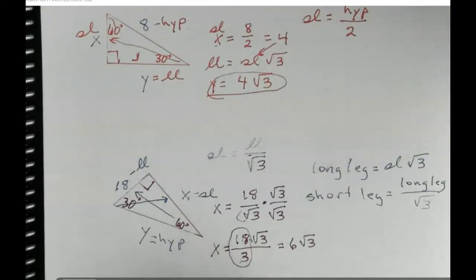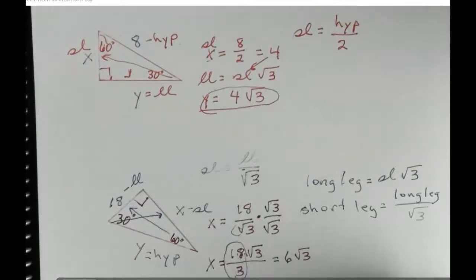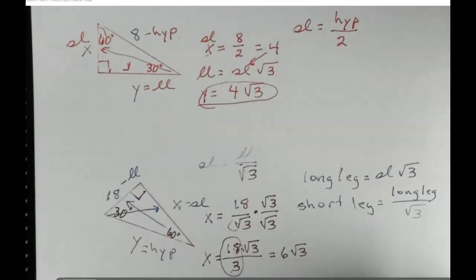Okay, well, good luck. All you have to do is use these 5 formulas, and you will be able to find any of the missing values of a 30, 60, 90 right triangle. Good luck.